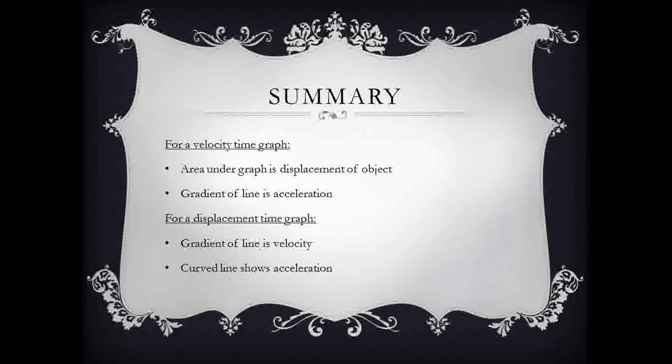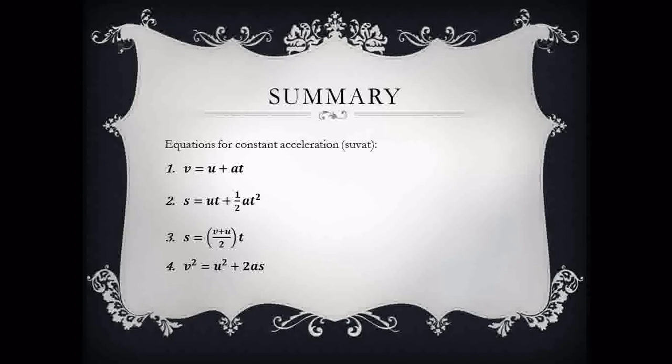Here's a summary of our equations. So, v equals u plus at, s equals ut plus a half at squared, s equals v plus u divided by 2 times t, and v squared equals u squared plus 2as.